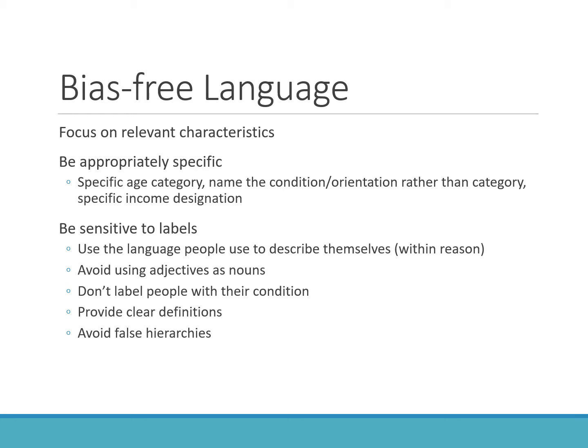So individuals with schizophrenia or gay men. People are much more than the specific conditions or aspects of their lives that we're talking about, and so we don't want to label them just based on their condition, which really speaks to the next point as well. So we say people with autism instead of autistics or schizophrenics. We want to provide really clear definitions of what we're talking about, especially if we're talking about diagnostic criteria versus symptoms, things like that. And we also want to avoid false hierarchies in terms of describing one group as better or worse than others.